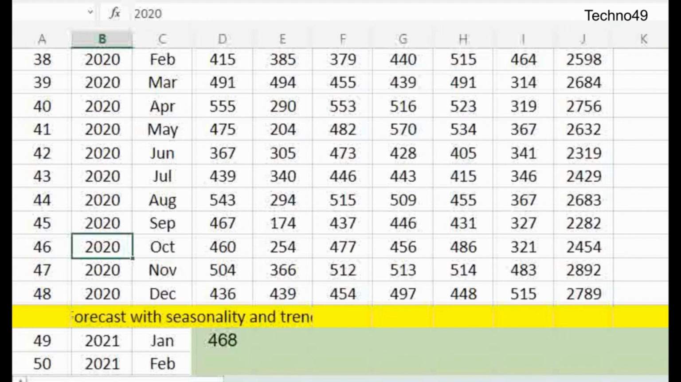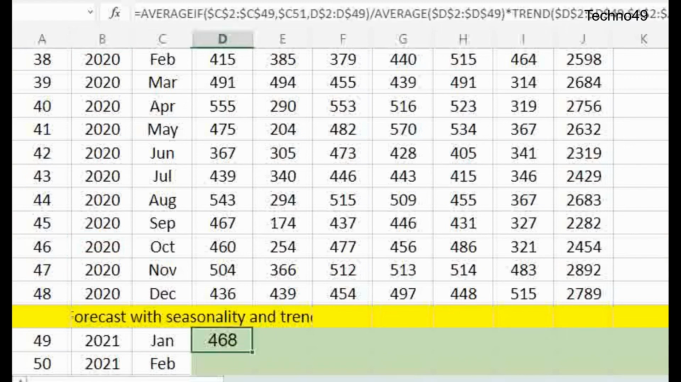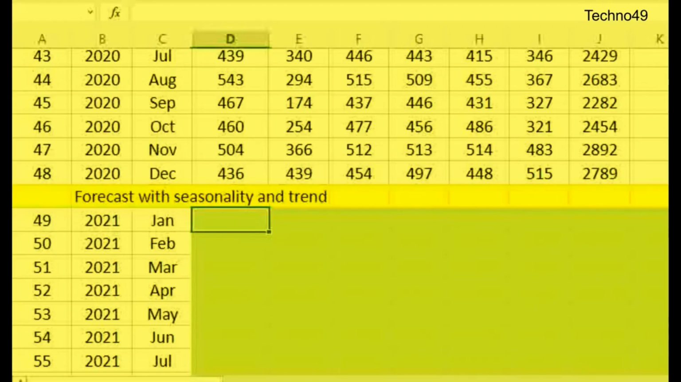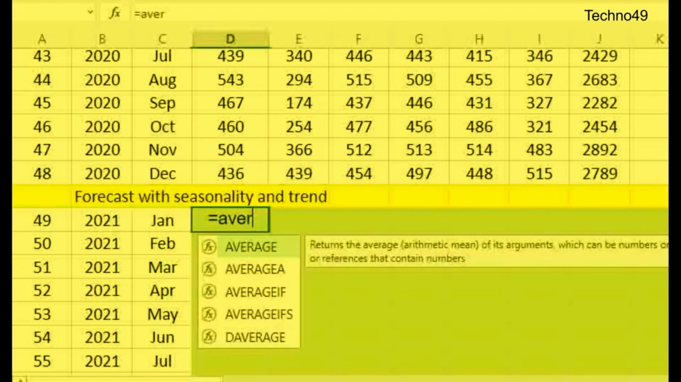So now let's calculate how we can calculate the forecast with the help of seasonality and trend. I'll just apply the formula so we can get to know about that. First of all, we need to figure out the seasonality. We now have the data available for the last 4 years, so we can calculate the forecast with the help of seasonality and trend. Because we are calculating for January 2021, the formula would be your average if.